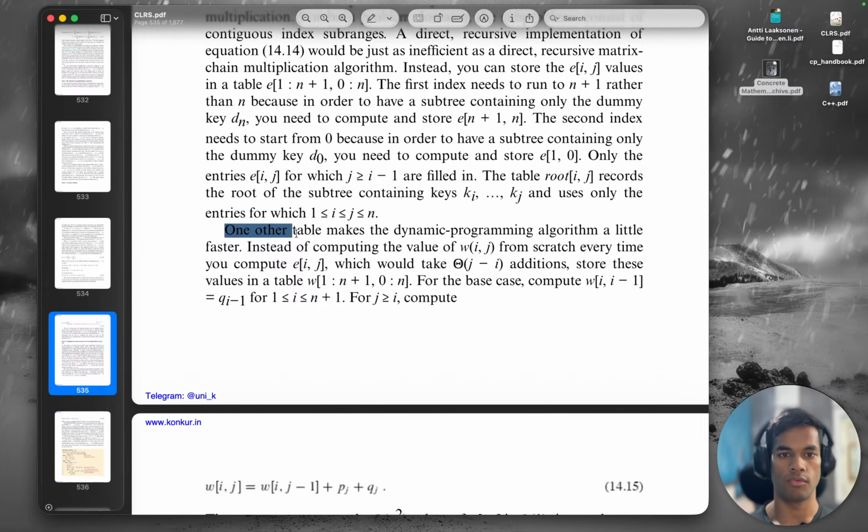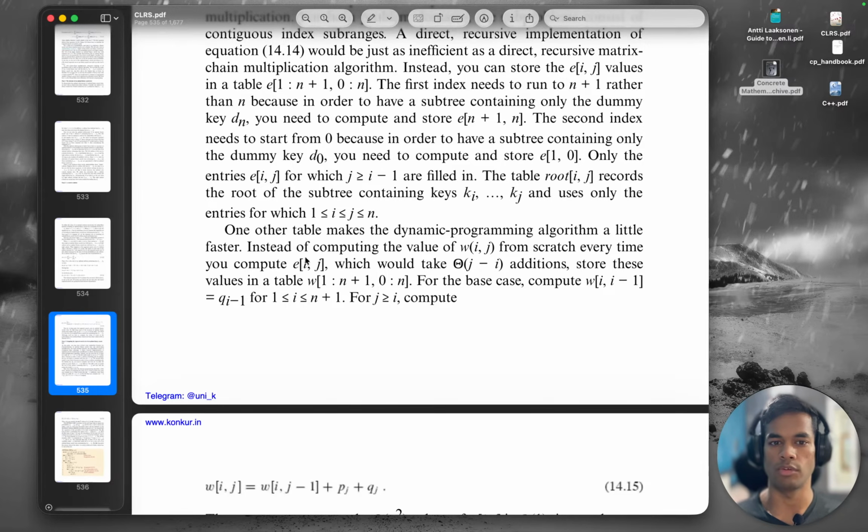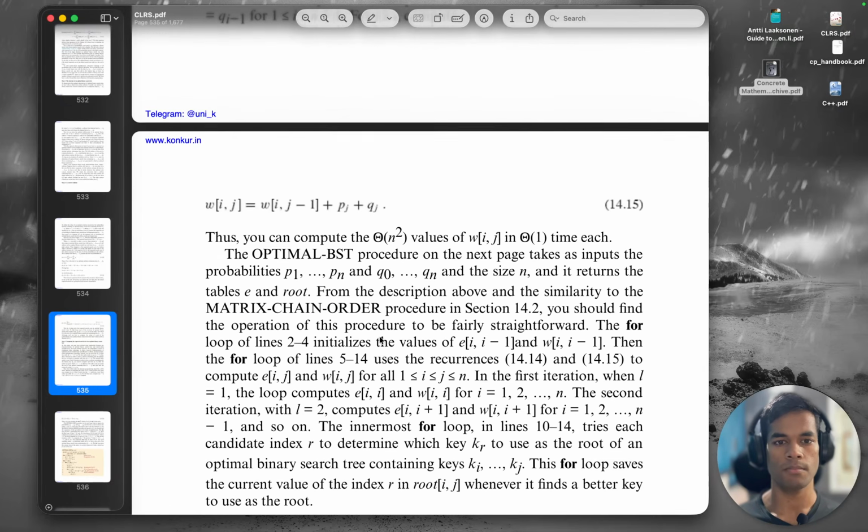Now, one other table makes the dynamic programming algorithm a little faster. Instead of computing the values of w[i, j] from scratch every time you compute e[i, j], we can use prefix sums, which take this many additions, and store these values in a table. We don't even need a two-dimensional table for this; we can use a single-dimensional table. This way you compute n squared values of w[i, j] in constant time each.